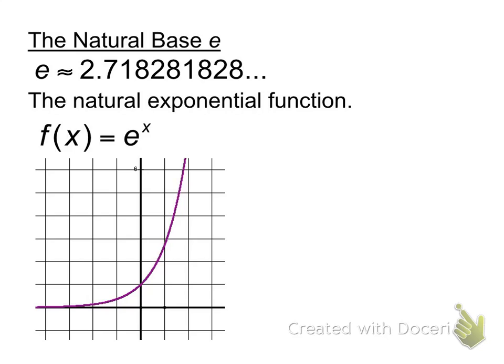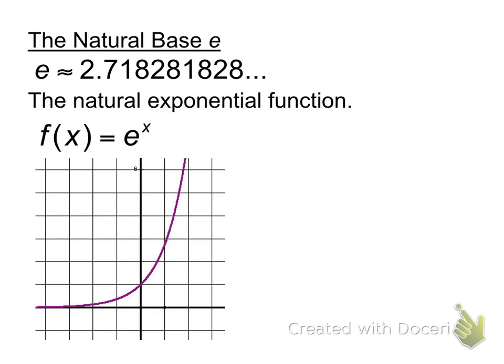Okay, the natural base e. So e is another special number in math, kind of like pi, that comes up a lot when you're dealing with financial type situations or exponential functions, and we're going to use it a lot in this chapter. So e is approximately 2.718281828, and it goes on infinitely. So it's just a special number. You can pretend it's a variable, or you can just understand that it's always going to be this number.